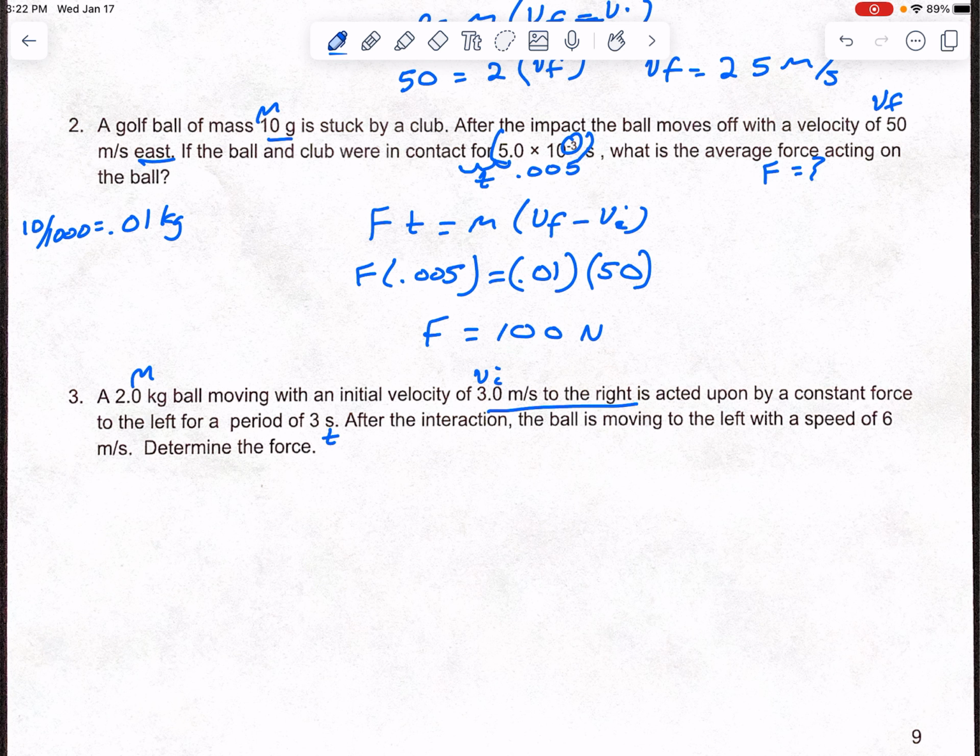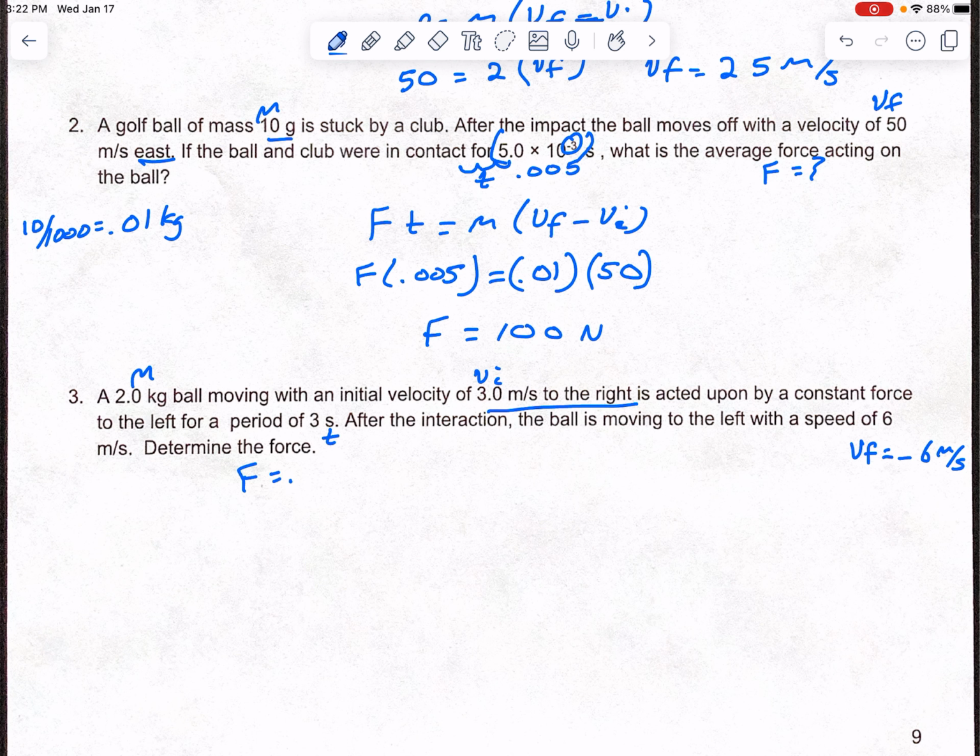After the interaction, the ball is moving to the left with a speed of 6 meters per second. There is your VF. It does not matter which one you pick; the sign will just be different. But you need to be careful: if I have one going to the right and one to the left, they cannot both be positive. So I'm going to say the one coming in is positive to the right, and the one bouncing back, going back, is negative. So VF is going to be negative 6 meters per second.